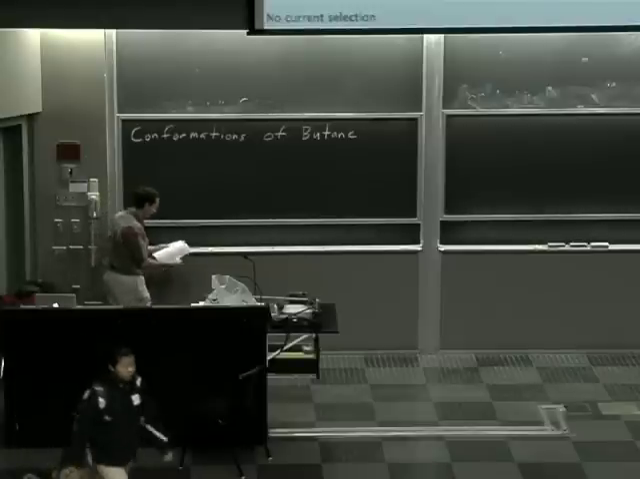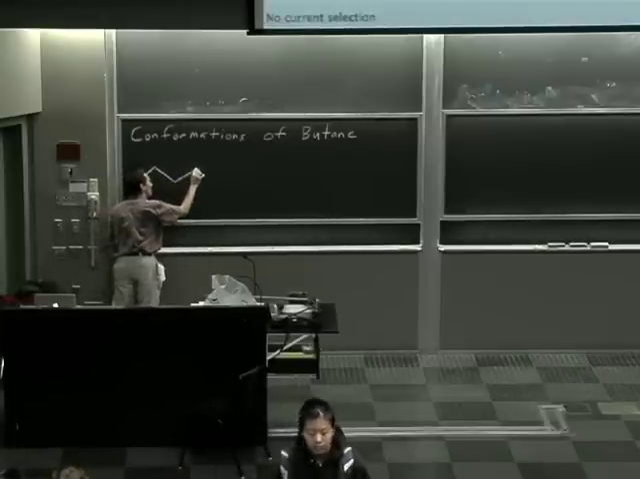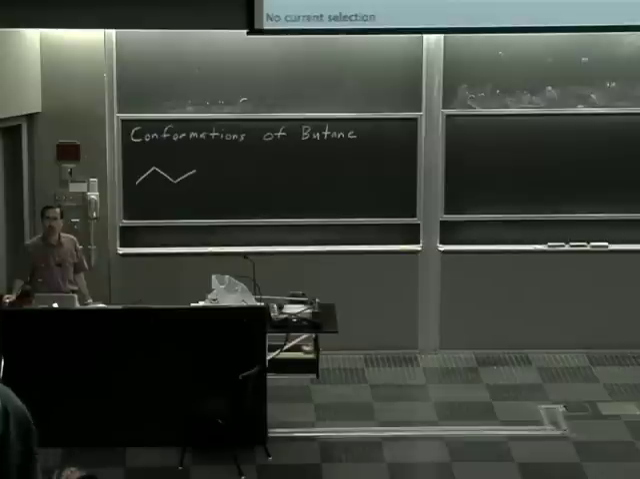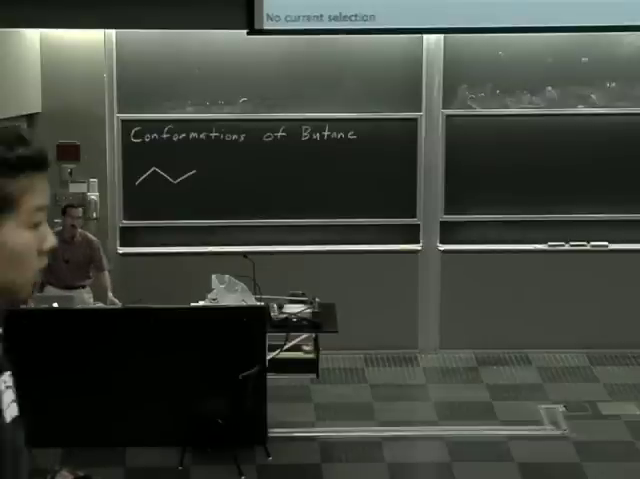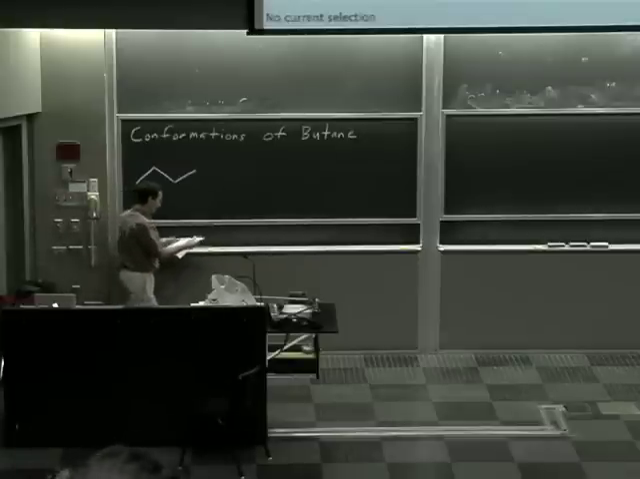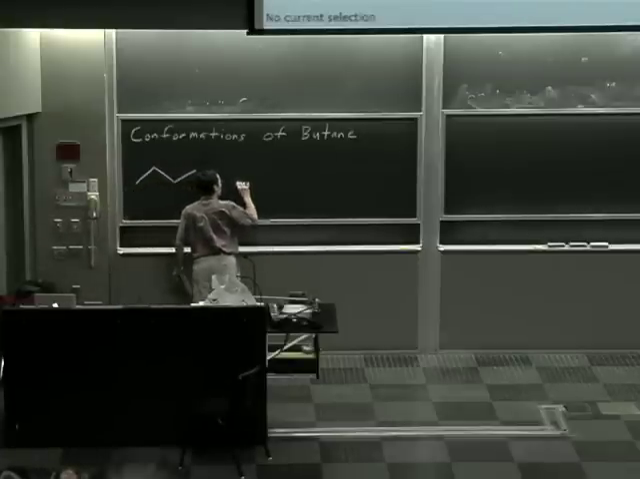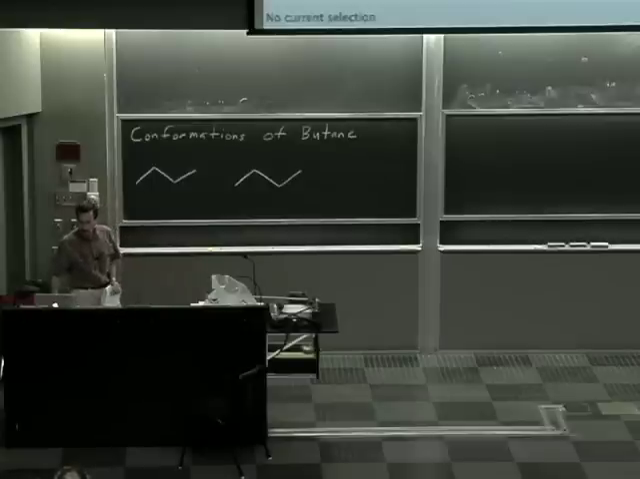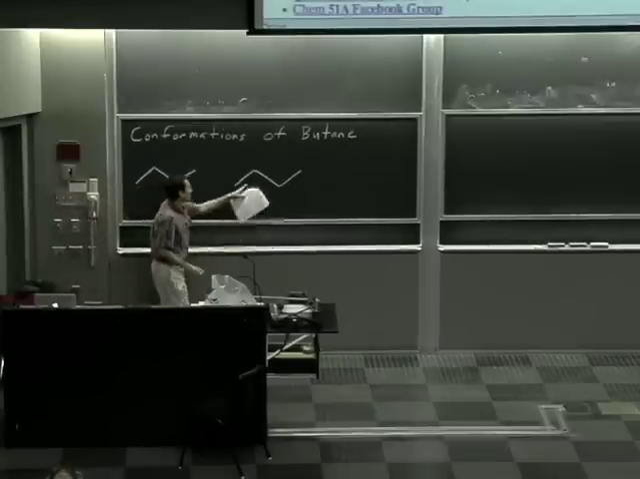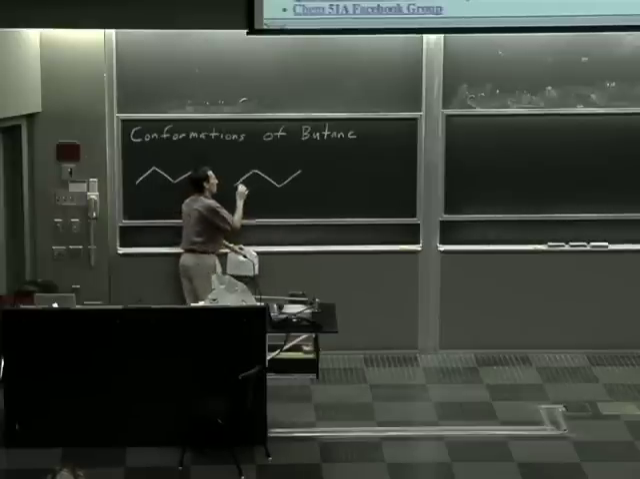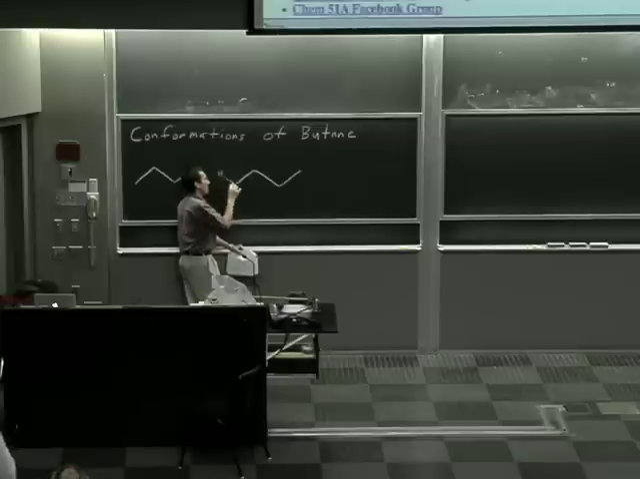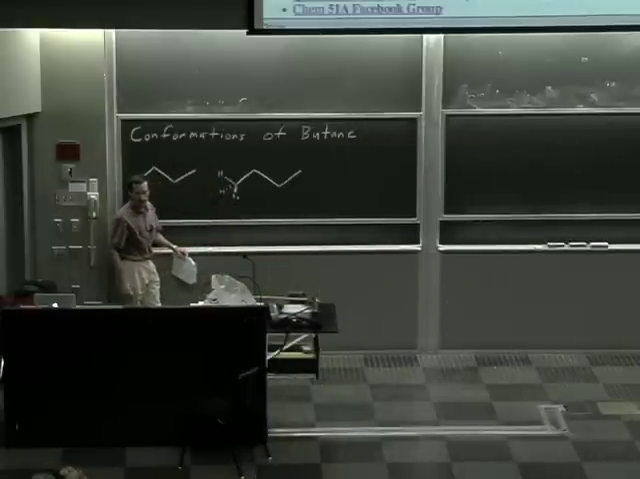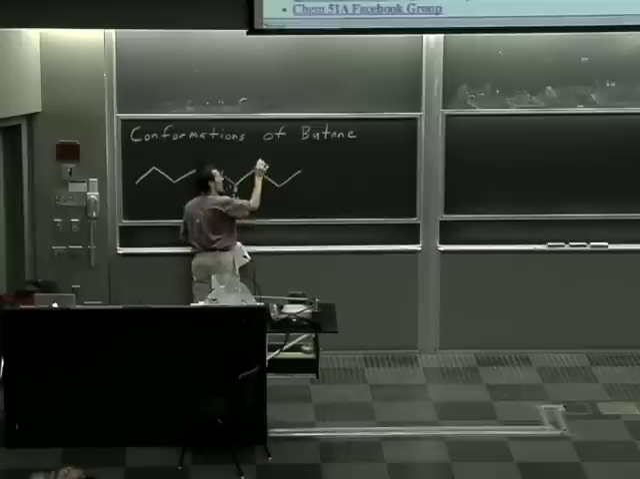Okay, I've drawn butane as a zigzag structure, the same type of skeletal structure that we've learned to draw in the past. I want to go ahead and add some hydrogens to the structure. Every carbon, of course, is tetrahedral. So that means we have a hydrogen here on the methyl group. We also have a hydrogen coming out and a hydrogen going back. The same for the methylene group.